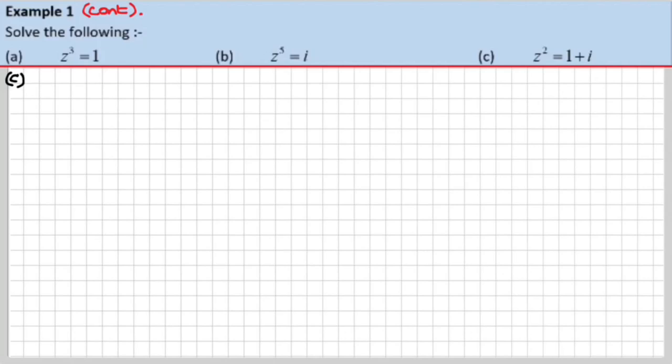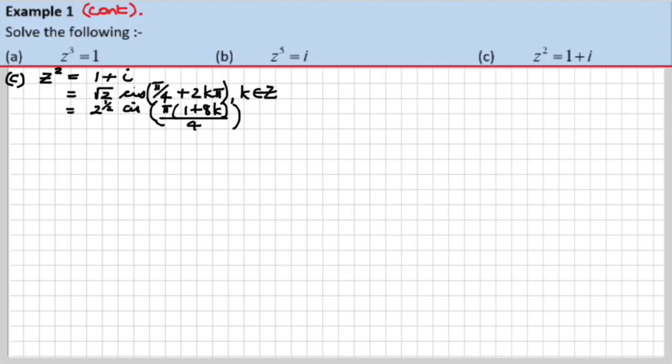Okay, part c now. We've got z squared is 1 plus i. This is a quadratic one. We'll use the old De Moivre trick here to solve this because this is our a. Z to the n equals a. No problem. Now this one here in polar form is root 2 cis pi on 4, and we'll add the 2k pi here where k is any element of Z, any integer. I've just put that in a little bit easier form to work with.